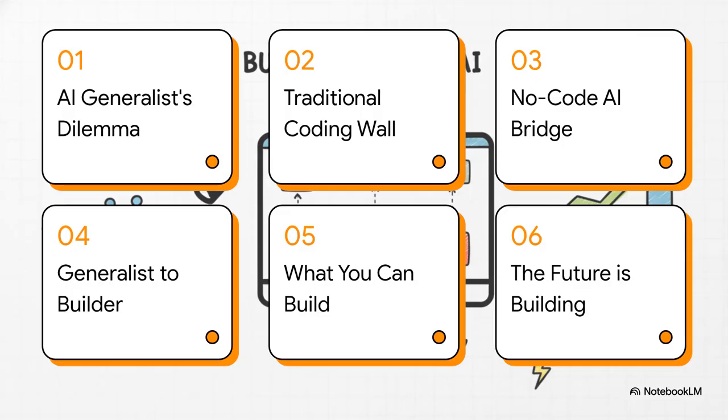So here's the game plan for this explainer. First, we'll talk about what I call the AI Generalist's dilemma. Then we'll look at the big obstacle, the traditional coding wall. But then comes the good part, the no-code AI bridge that changes everything. We'll break down the steps to go from generalist to builder, look at some of the cool stuff you can make, and wrap up with what this all means for the future.